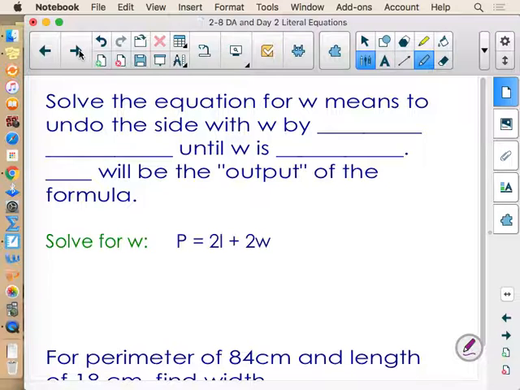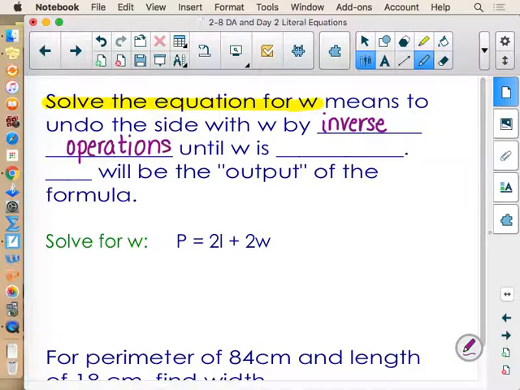So when they give you directions, and they will on your assignment tonight and on things we're going to do over the next few days, and this comes up in science an awful lot, to solve the equation for. Not for a specific number, but for a specific variable. So if the directions are solve the equation for w, it means we have to undo all the other things that are calculating on the side with w until we get it by itself. So your notes say solve the equation for w means to undo the side with w by inverse operations. The same operations we use to undo and solve for x in equations to get an x equals equation.